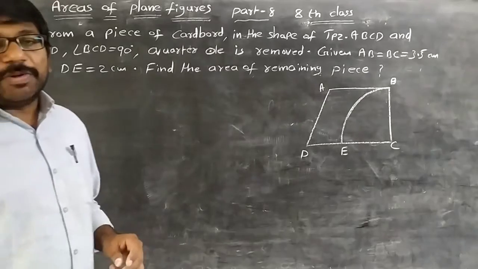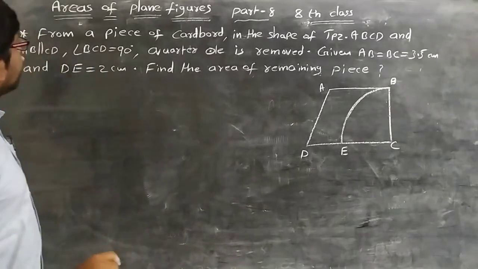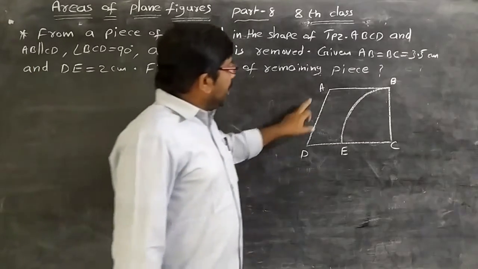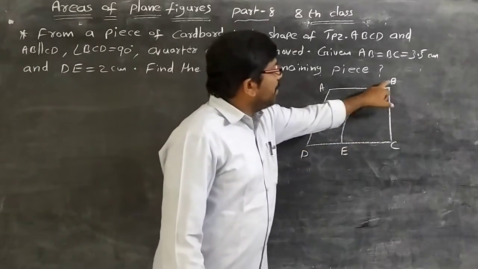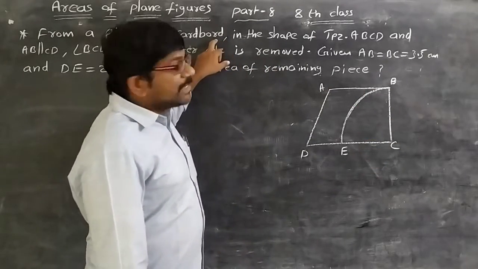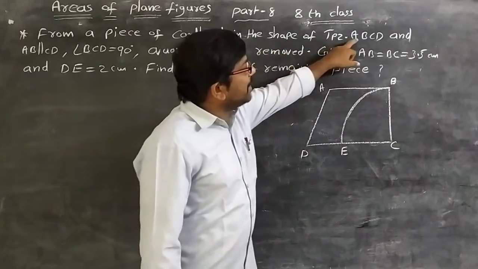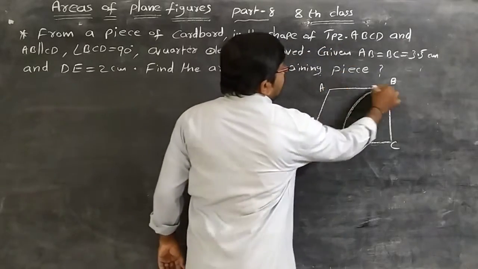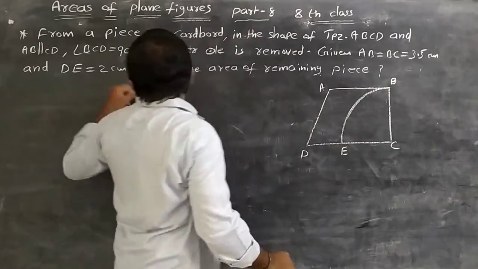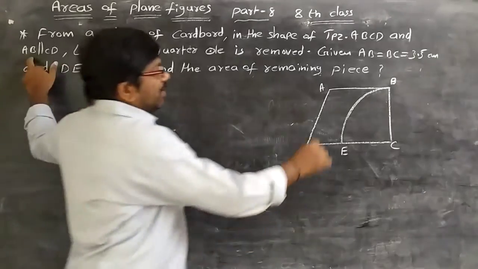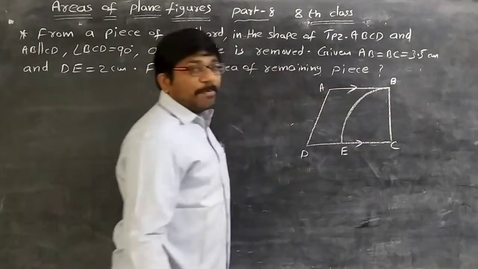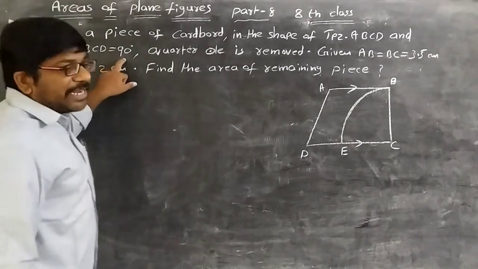Yes, go for the next problem. It is also one of the interesting problems. Observe carefully. From a piece of cardboard, it is a piece of cardboard ABCD, a cardboard sheet. From a piece of cardboard in the shape of a trapezium, so this cardboard sheet is in trapezium shape. ABCD is a trapezium in which AB is parallel to CD. These two sides are parallel, and angle BCD is 90 degrees.